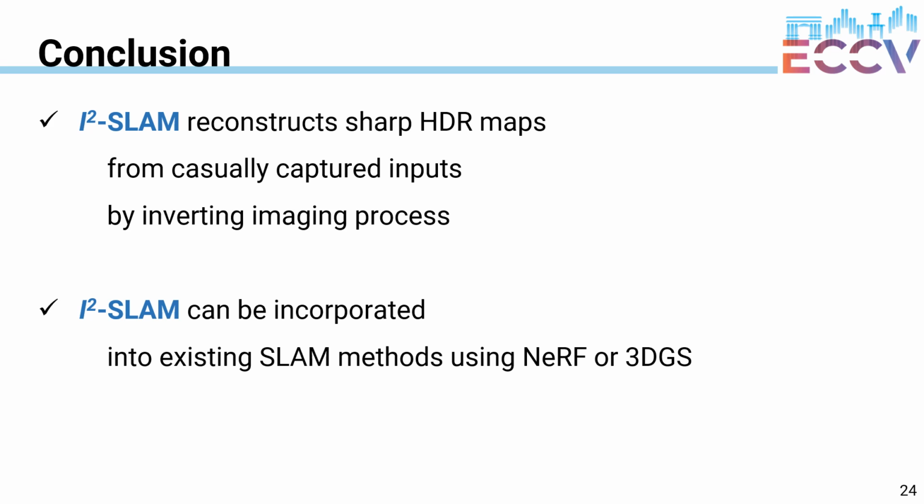In conclusion, I2-SLAM reconstructs sharp HDR maps from casually captured inputs by inverting imaging process, and it can be incorporated into existing SLAM methods using neural radiance fields or 3D Gaussian splatting.